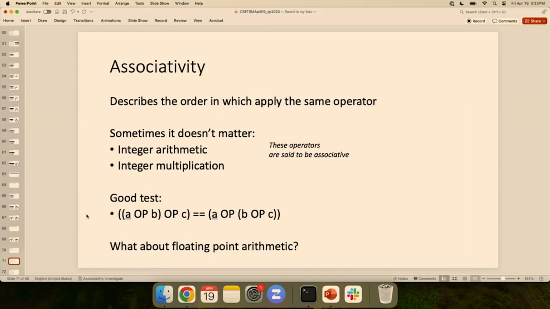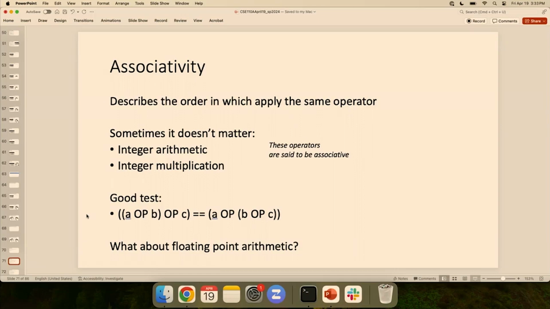What about floating point arithmetic? Is floating point arithmetic associative? What do people think? You're saying, Simon? They never are, because there could be rounding from one of the expressions that makes it so the other one doesn't count as much or something like that.